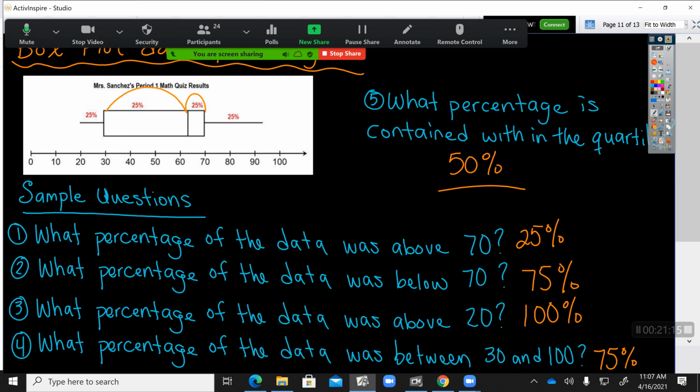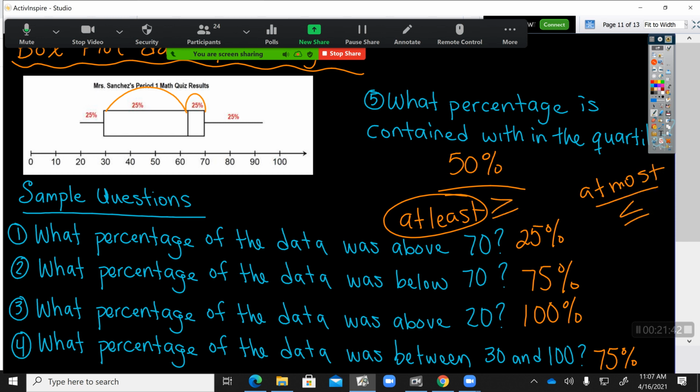Now, before I move to the next page, the final page, I want to put two words up here that you need to know. Above 70, right? Sometimes they'll word it differently. They'll say at least 70. So make sure you know that at least means greater than or equal to. The reverse of that is at most. At most would be less than or equal to. So make sure you know the difference between those two because your answer is going to be opposite.